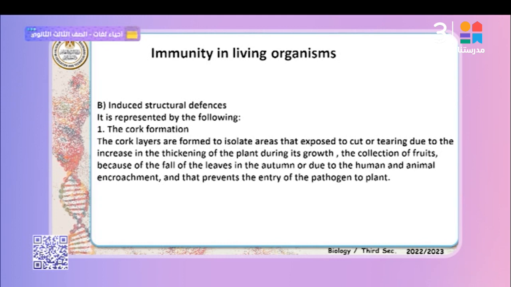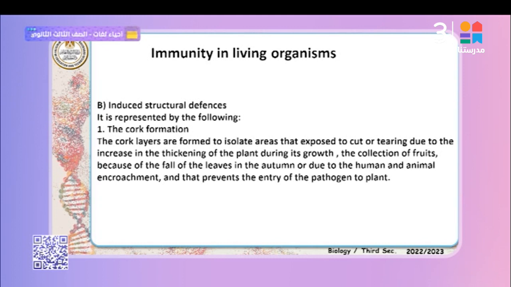Number one, pre-existing structural defense, found already in the plant as the result of possession of substances, for example cellulose, lignin, suberin, chitin. These are found already in a healthy plant, before the invasion of the plant by microbes. So it's called pre-existing structural defense. Another type of defense is called induced structural defense.